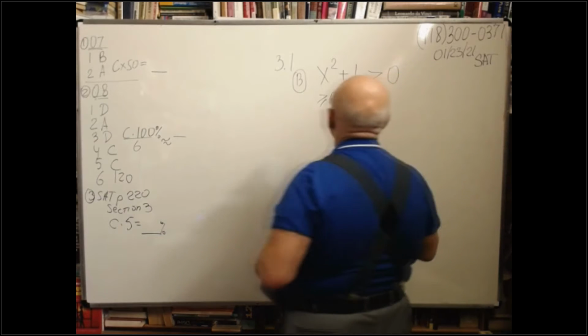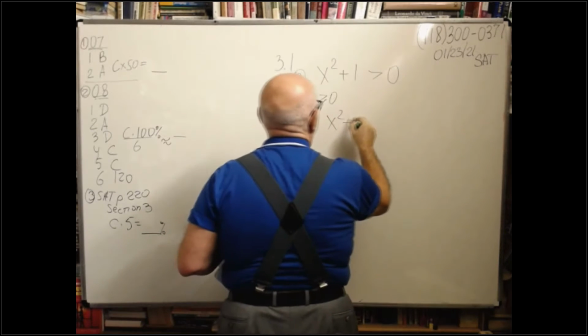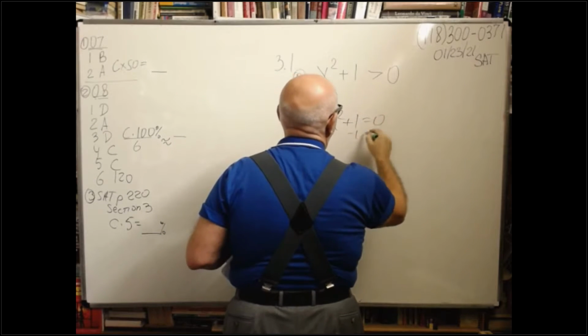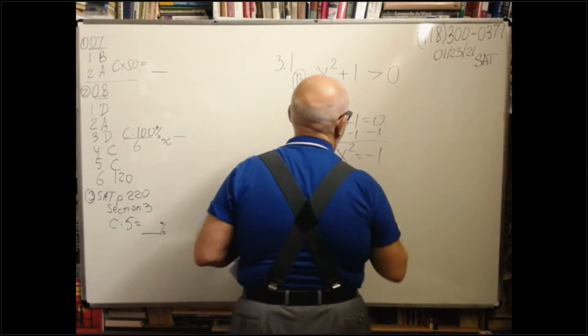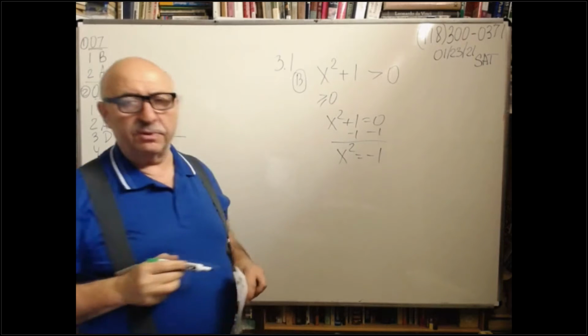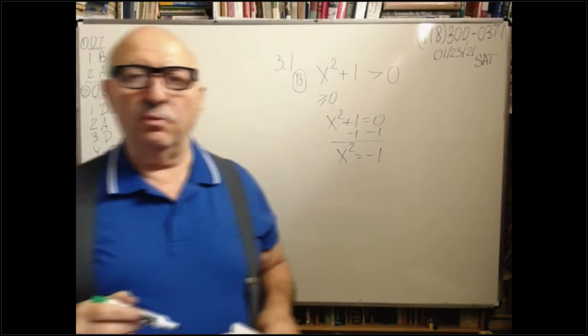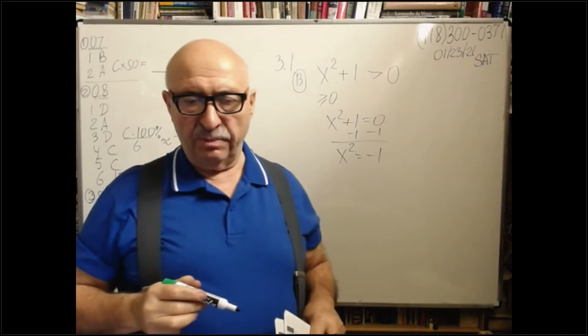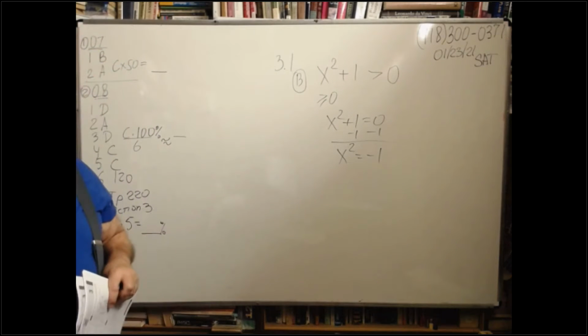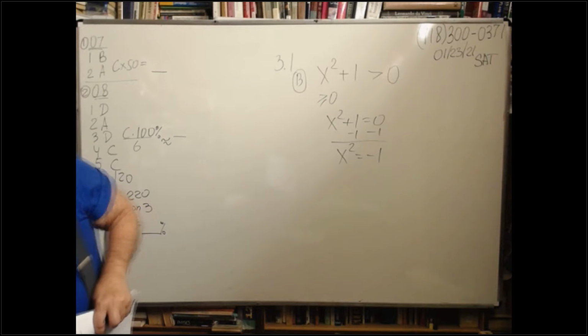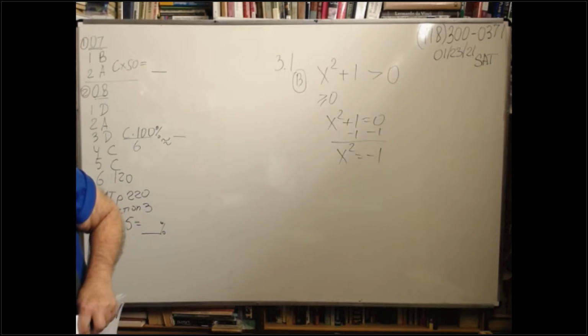Or second way, x squared plus 1 equals 0. Minus 1, minus 1, you have x squared equals -1, which is impossible for rational numbers. It can be only for complex numbers. In rational numbers, it has no solution. Two different ways. Any questions? No questions. Let me go briefly through 3-2.